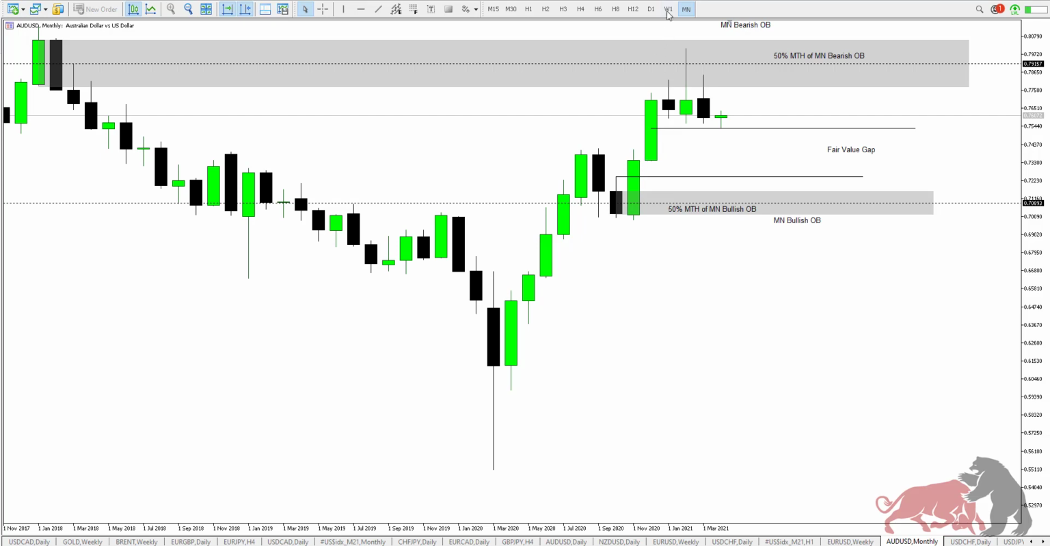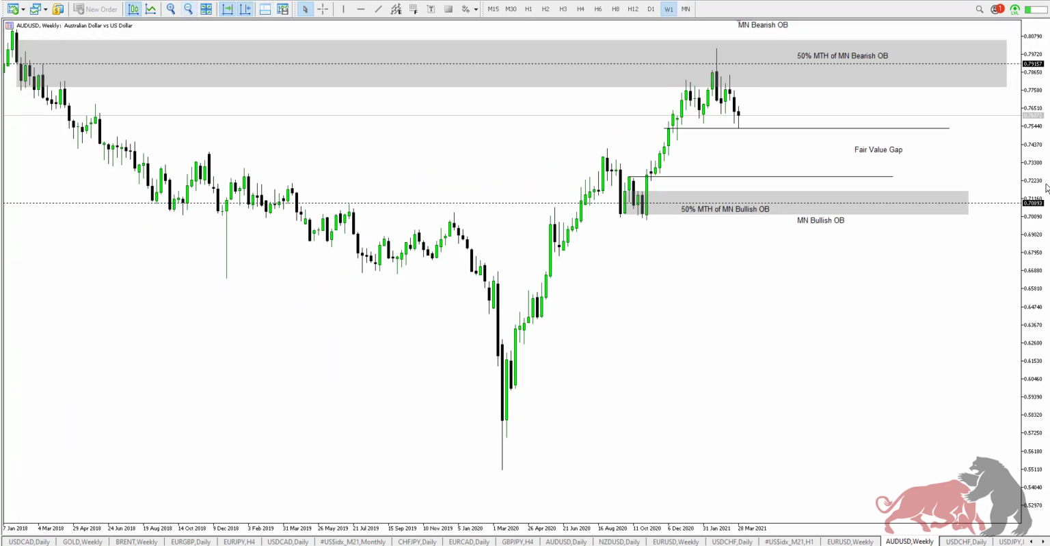Now, let's go to the weekly time frame, right? We still have our fair value gap, that's the monthly fair value gap. Now, on the weekly time frame, can you see this last up candle here? I'm going to highlight it. This last up candle is inside the monthly bearish order block, which we defined here. Right, so meaning that is also an ideal area.